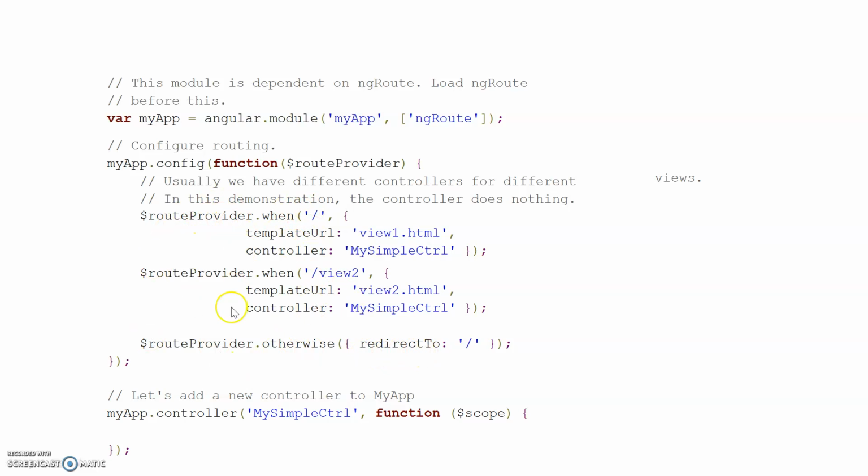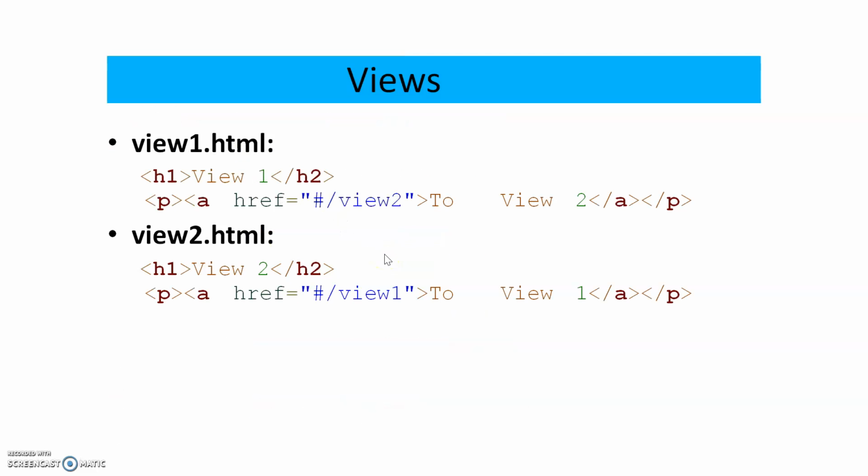So you can specify the routing of the links using this route function. And then myapp.controller, mySimpleApp function with scope. Let's add a new controller to my app. This controller will maintain that control. Here we have seen only the code of route. How views will work we will check. Usually we have different controllers for different views, but in this demonstration the controller does nothing. That's why we are using the same controller. Otherwise for every view there will be a separate controller.